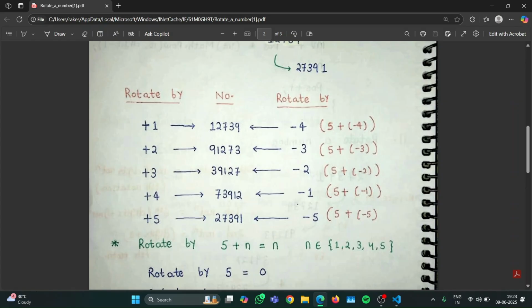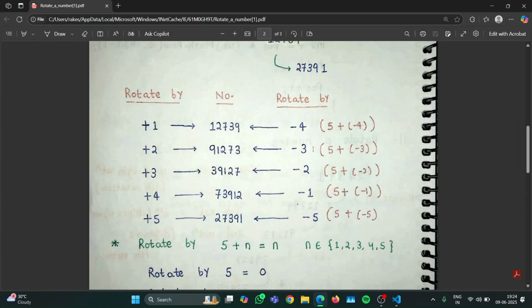So the question may give a minus 4 rotation, but we have to do plus 1 rotation because we don't have to write separate logic for negative rotation and positive rotation. We have to integrate everything in the same method. We will write the logic for plus or positive rotation, and in that method we will integrate the logic for negative rotation as well, because negative rotation can be represented in the form of positive rotation. So here we see how negative rotations are represented in the form of positive rotation.